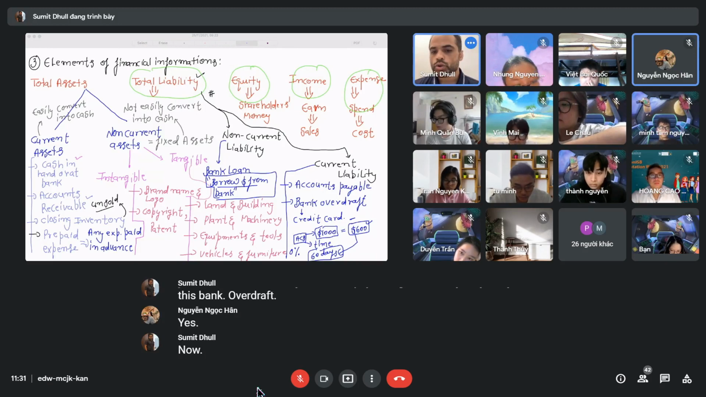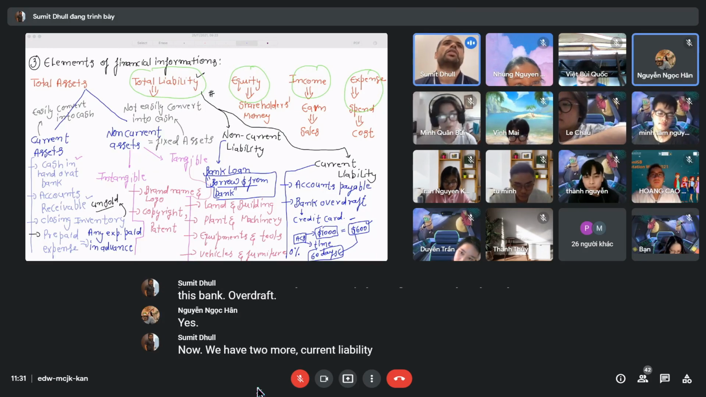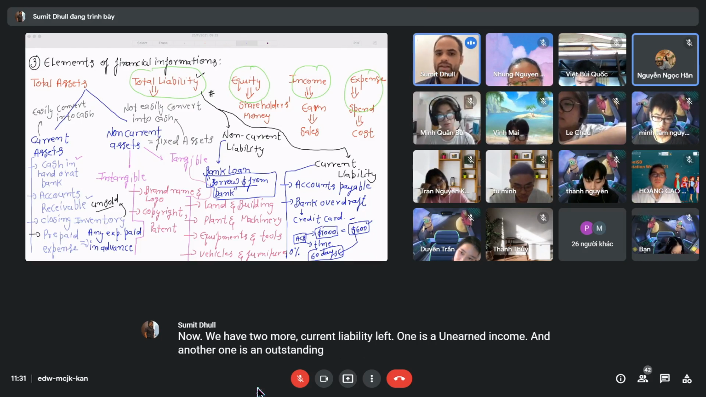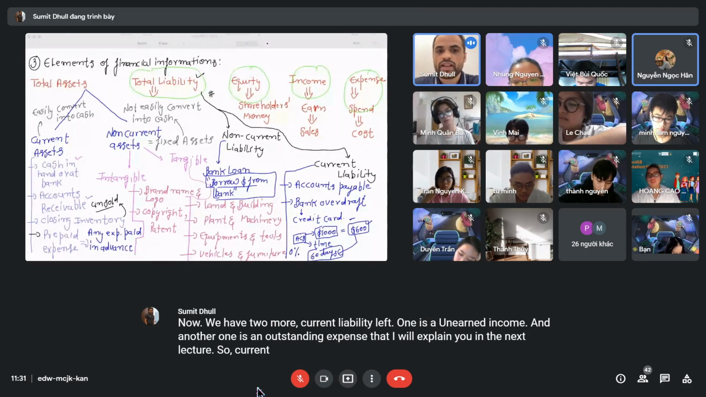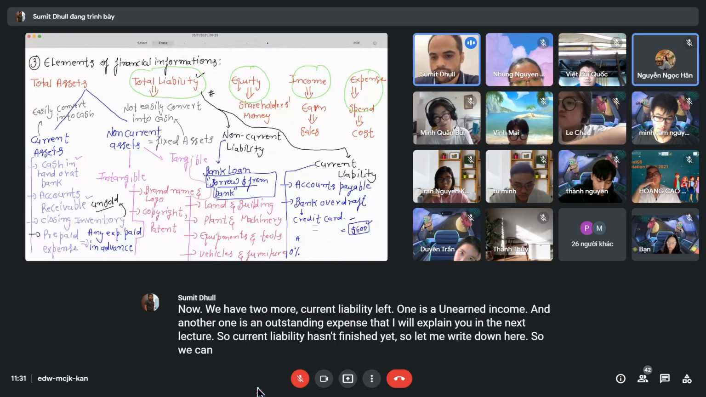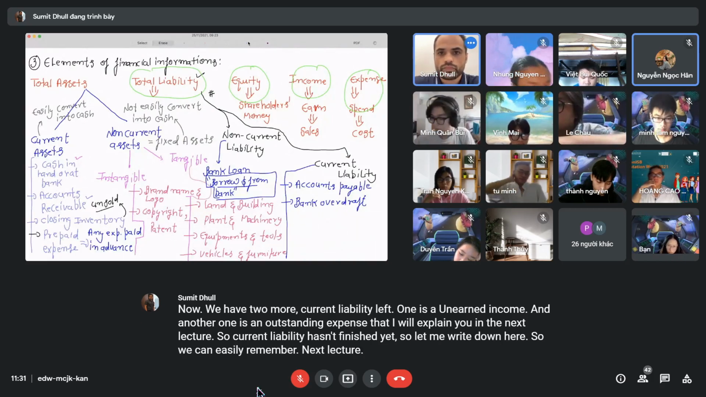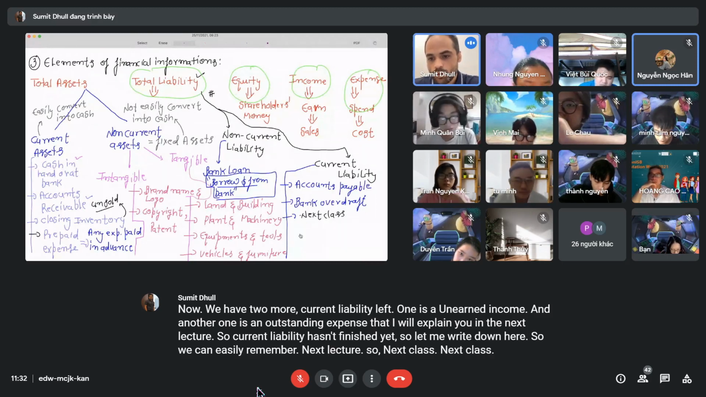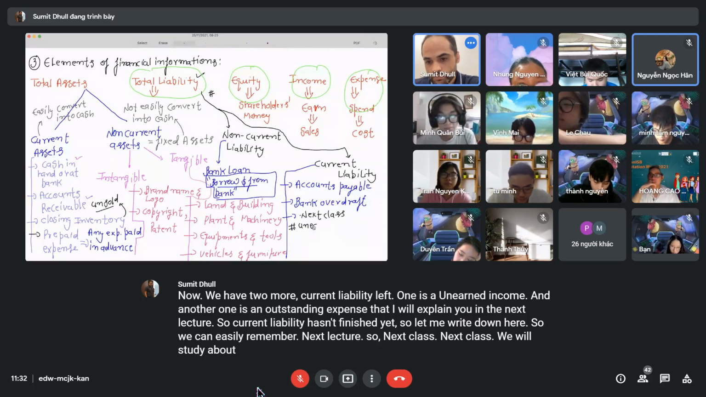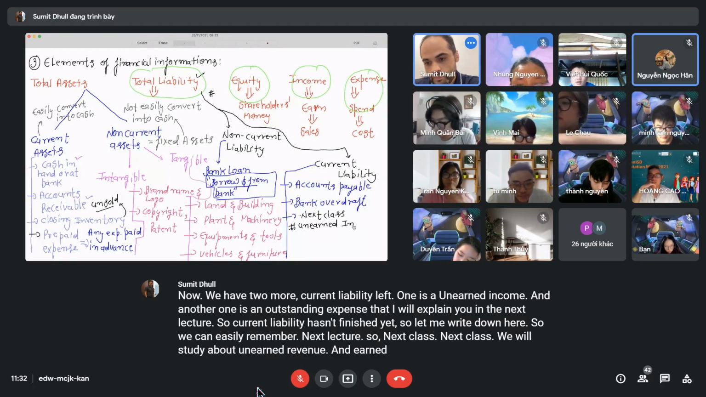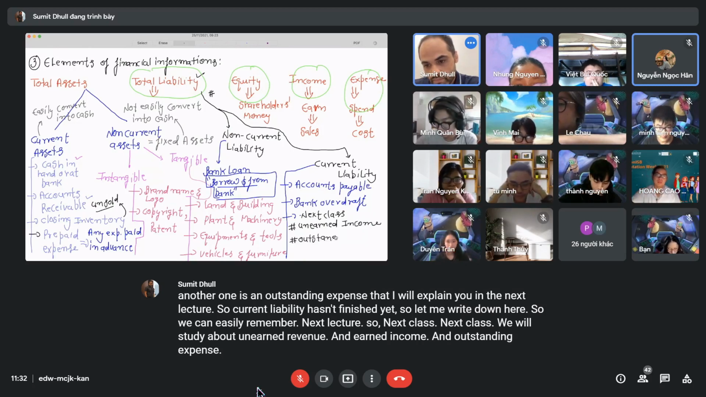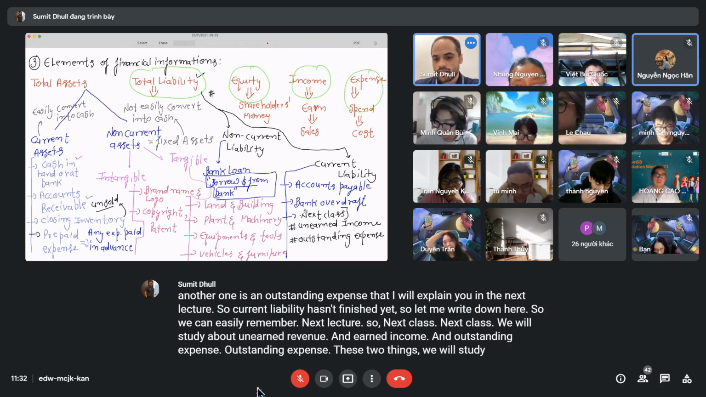Yes. Now we have two more current liabilities left. One is unearned income, and another one is an outstanding expense that I will explain to you in the next lecture. So current liability hasn't finished yet. So let me write down here so we can easily remember. Next class, we will study unearned revenue, unearned income, and outstanding expense. These two things we will study in our next class, right?